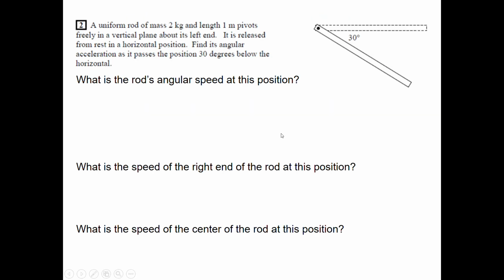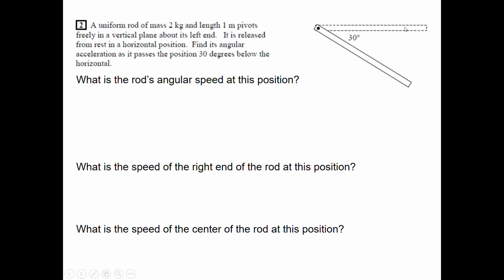Here's an add-on to the previous problem. It's not really in your worksheet, but I just kind of did it in here, so let's do it together. Same situation as before. We release a rod from rest horizontal. It rotates freely about the pivot at the left end, and we want to know at the position shown here, 30 degrees below the horizontal, what's the rod's angular speed at this position? How fast is it rotating there, right?